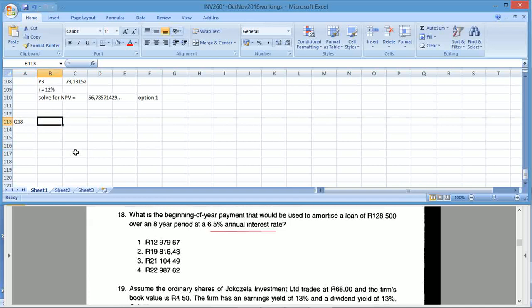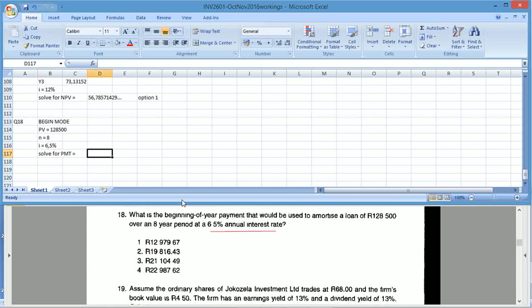Okay, so obviously I'm amortizing a loan, so PV is 128,500. That's the loan that I need to pay off. What is the beginning of the year payment? So make sure you definitely use begin mode. 8 years, so N is 8. I is 6.5%. Solve for PMT.